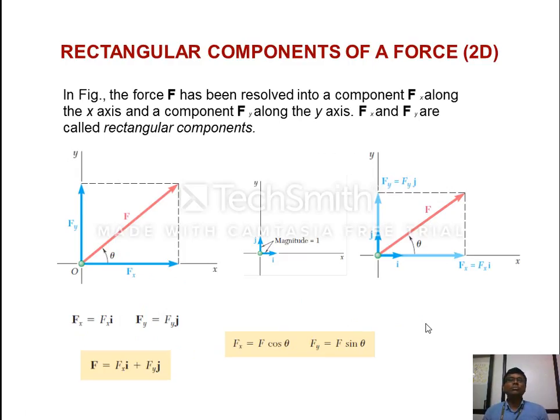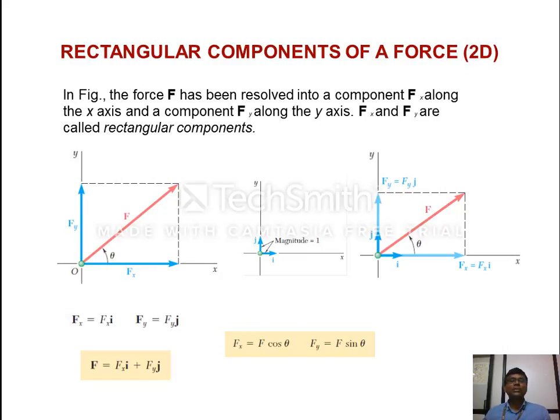So let us start with a very simple case of rectangular components of a force in 2D. In this figure, you look at this, y and x are the positive directions, and the opposite direction is negative. So F has been resolved into a component Fx along the x-axis and a component Fy along the y-axis. Fx and Fy are called rectangular components. You should represent force by a vector. It is a vectorial component.